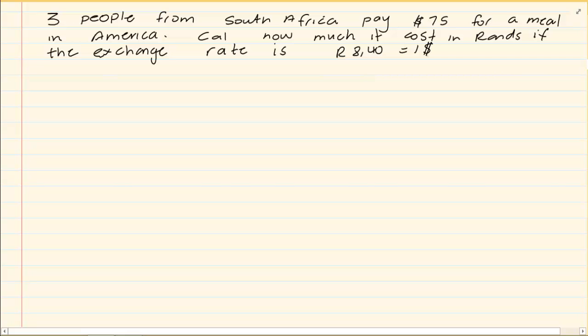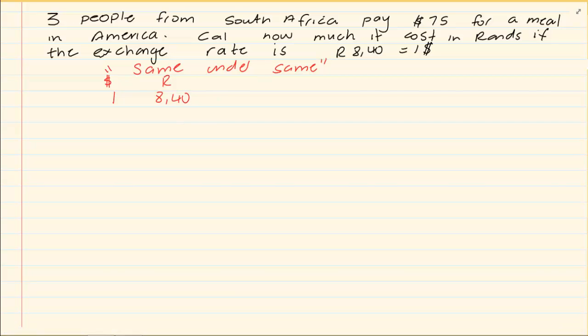It says 3 people from South Africa pay $75 for a meal in America. Calculate how much it costs in rands if the exchange rate is 8 Rand 40 to $1. Now the trick for exchange rate is to remember that we work with same under same. So if I have $1 and it's equal to 8 Rand 40 in rands, then the amount I'm working with is $75. $75 is going to go under the $1.